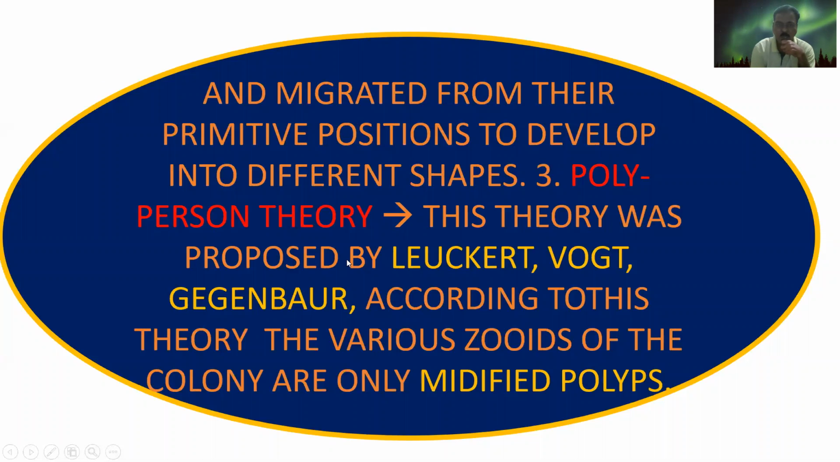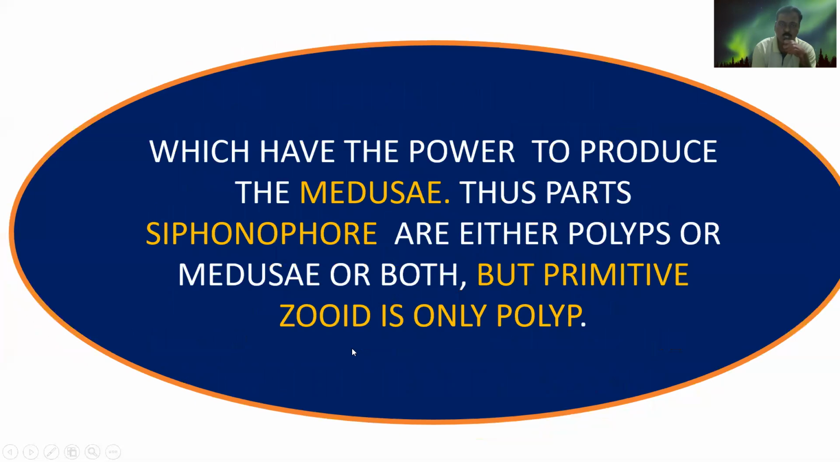Polyperson theory. This theory was proposed by Leuckart, Vogt, and Gegenbaur. According to this theory, the various zooids of the polyps are only modified polyps which have the power to produce the medusae. Thus, parts of a siphonophore are either polyps or medusae or both, but the primitive zooid is always a polyp.